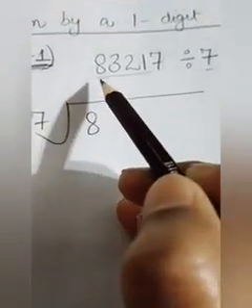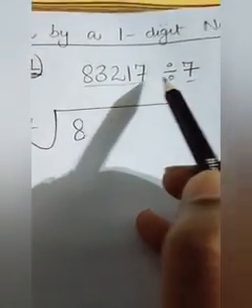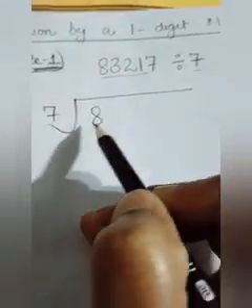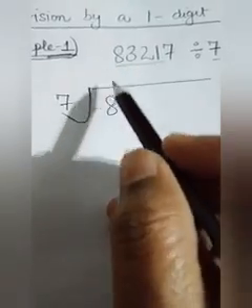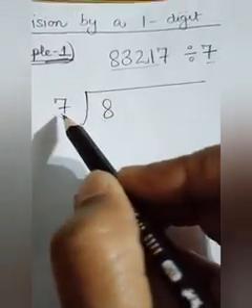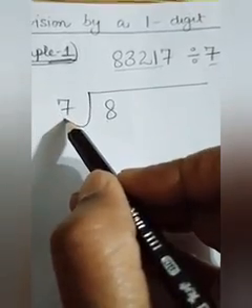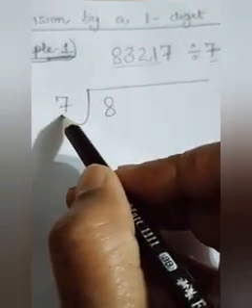Yes, the statement is 83,217 and this is the divisor. So we will write like this. We will take only the first digit from here, that is 8. We will write here 8. Now 7 will be written here. Now 8 is to be divided by 7.